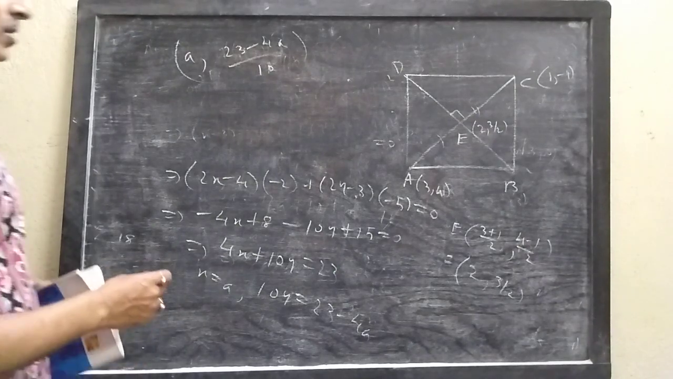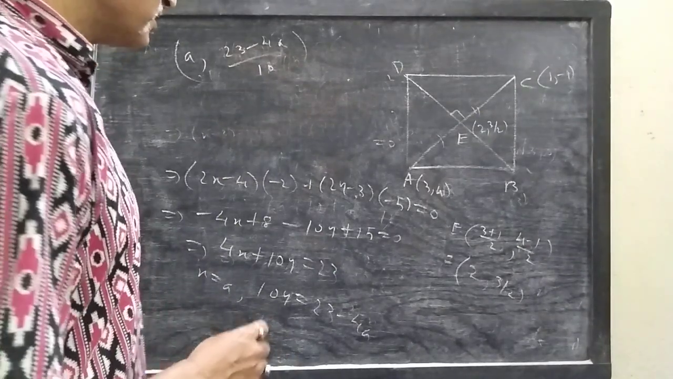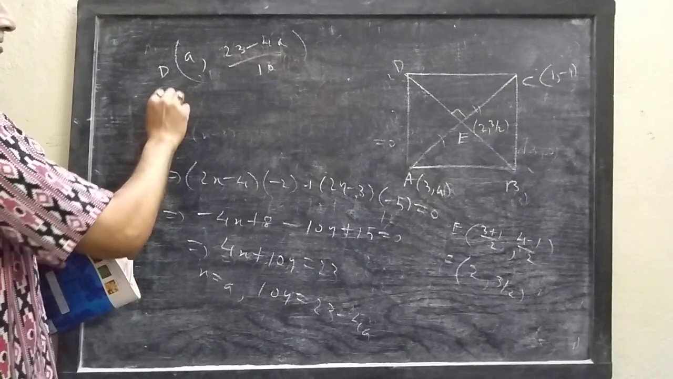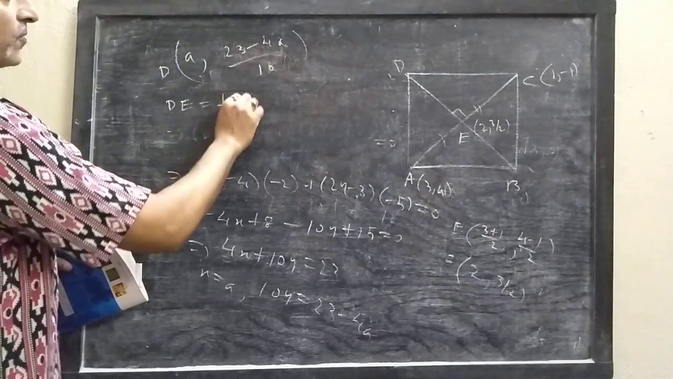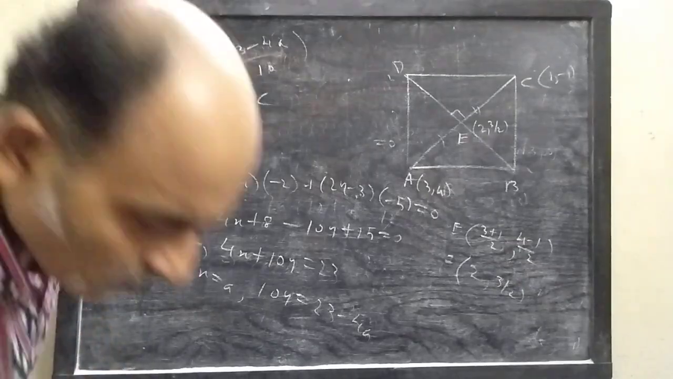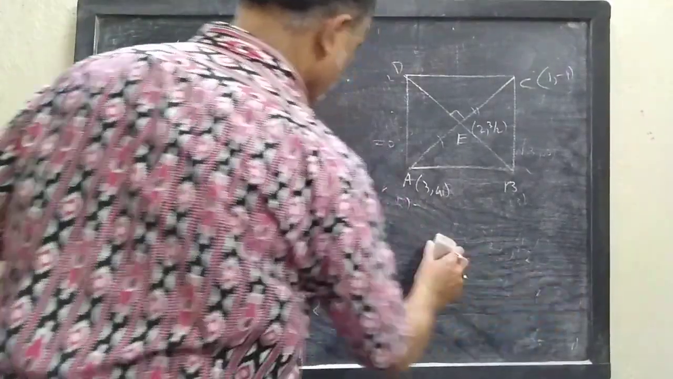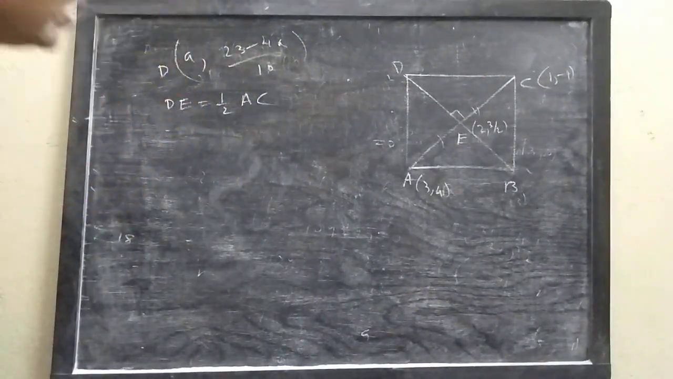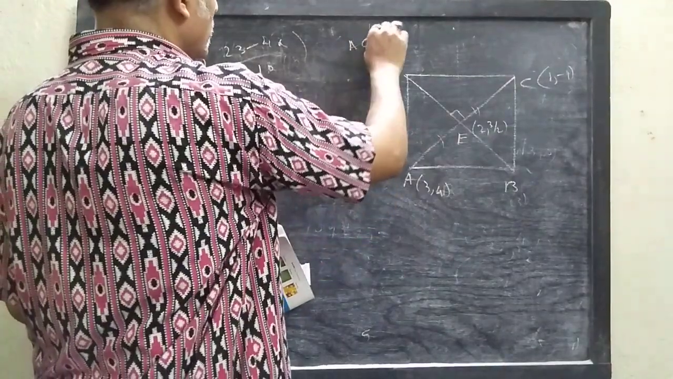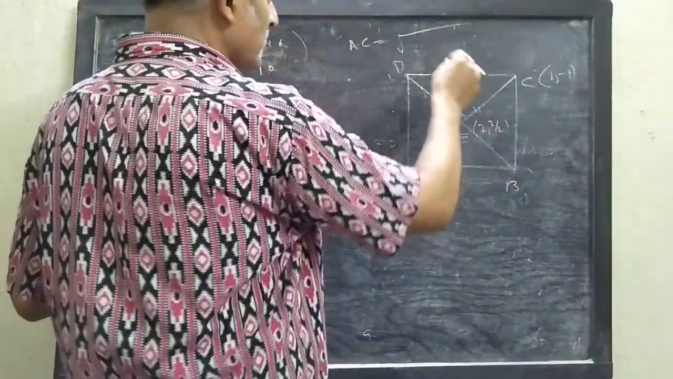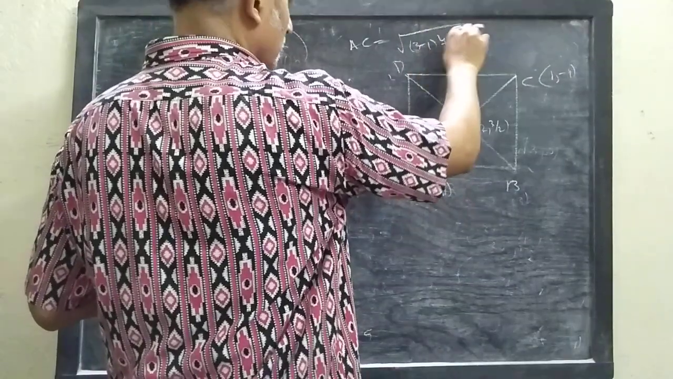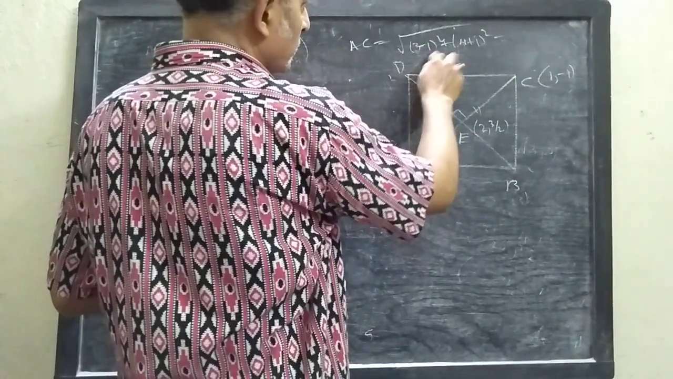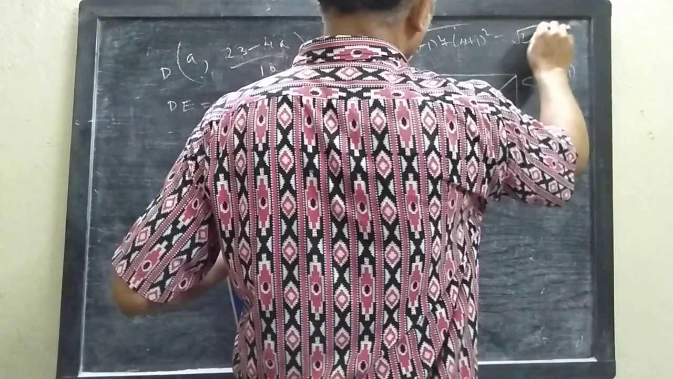Now we know diagonals of a square are of equal length, and so you can write, this is ED, you can write ED equals to half of AC. Now find the length AC. What will be AC? AC is root over of (3 minus 1) whole square plus (4 plus 1) whole square. 3 minus 1 whole square, that is 4, 4 plus 25, root over 29 units.